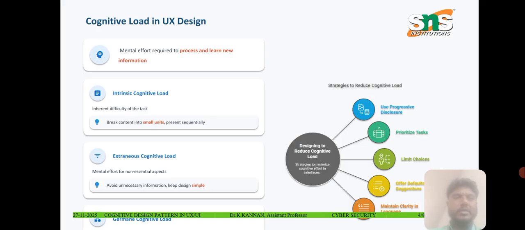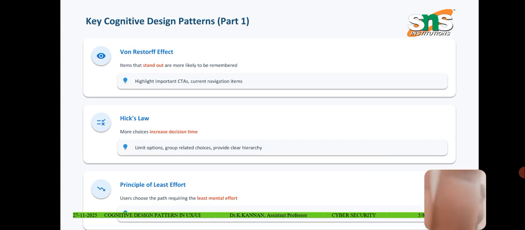Next is cognitive load in UX design. Intrinsic cognitive load is the mental effort required to process and learn new information, and the increase in the difficulty of the task. Extraneous cognitive load is the mental effort for non-essential aspects. I give the strategies.